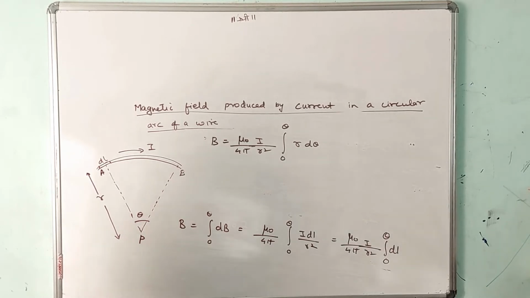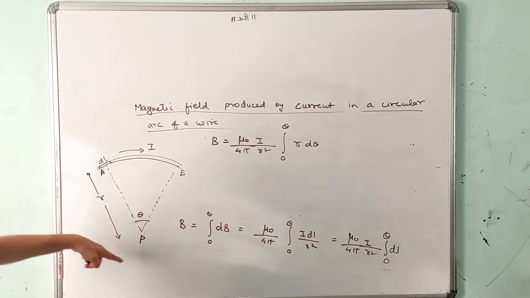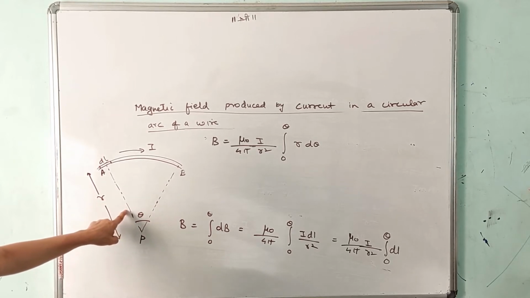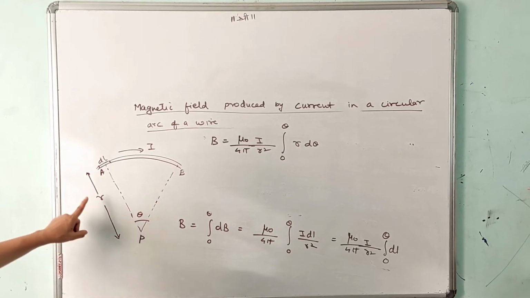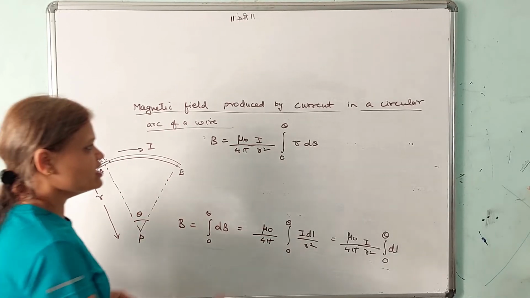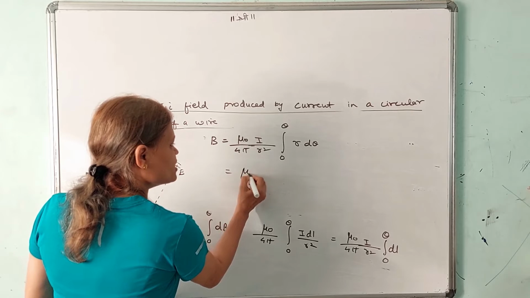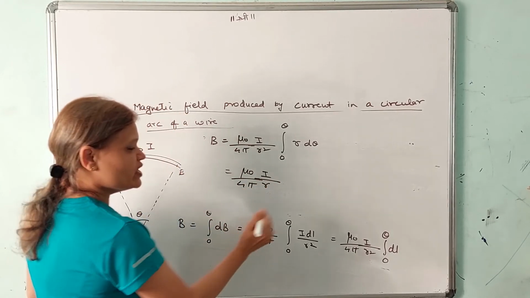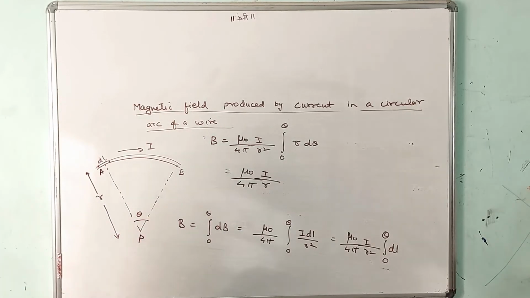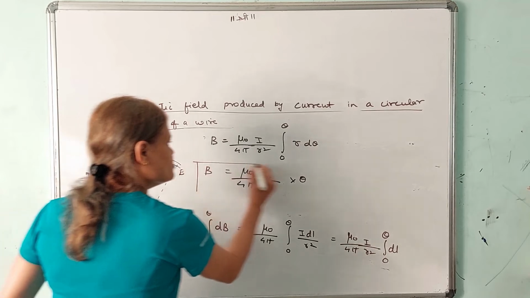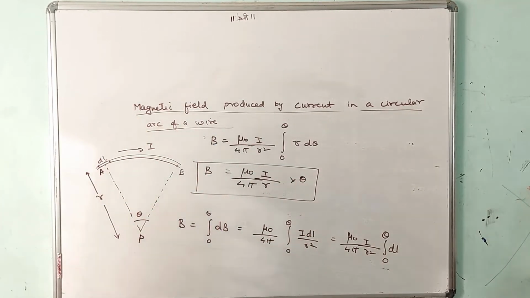Now we are going to use the basic formula in physics for an arc. If you have this theta, and this is r, then dl is equal to r d theta. So we will substitute dl as r d theta. R also you can take out of the integration. Then the integral of d theta from 0 to theta gives theta. So this is the formula for a circular arc when we know that angle.